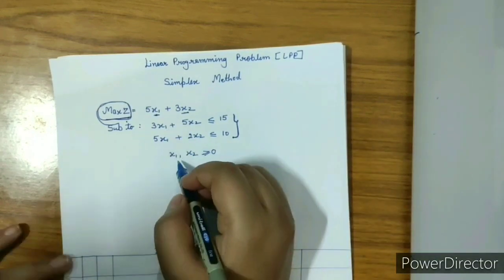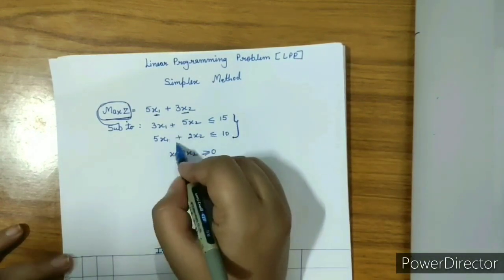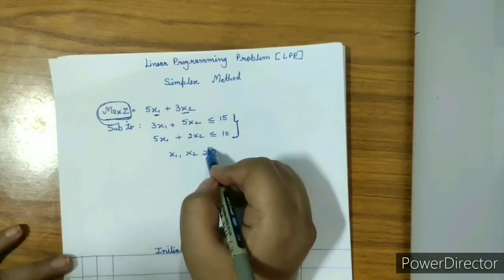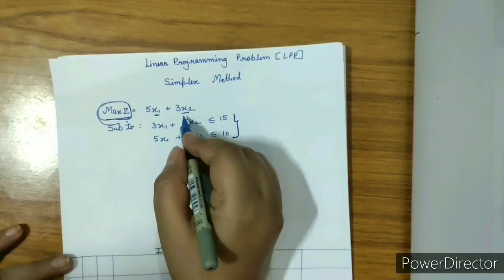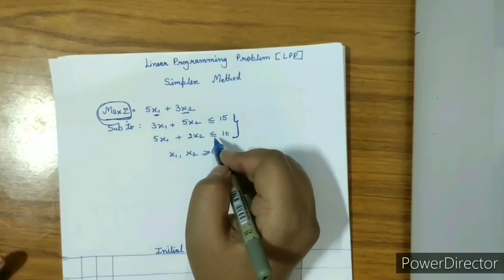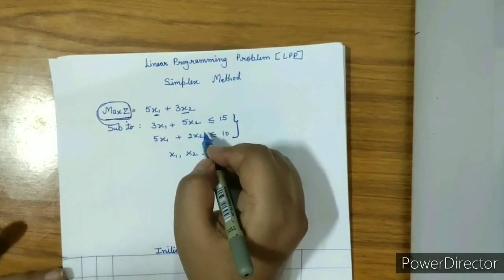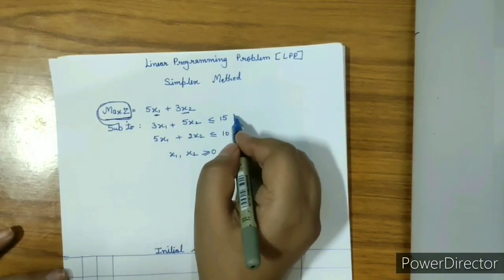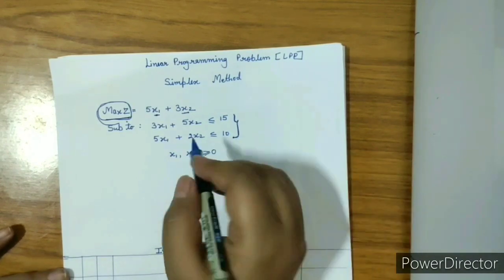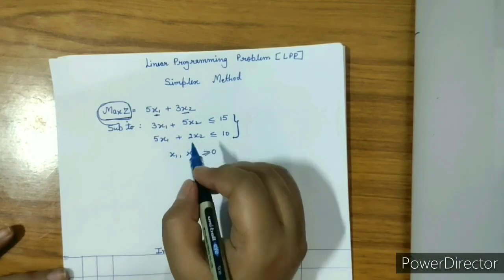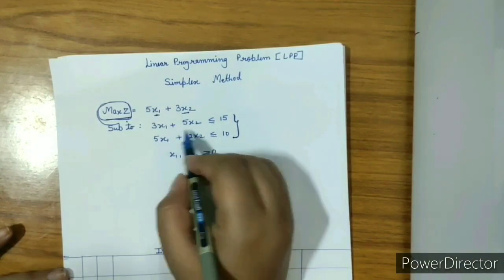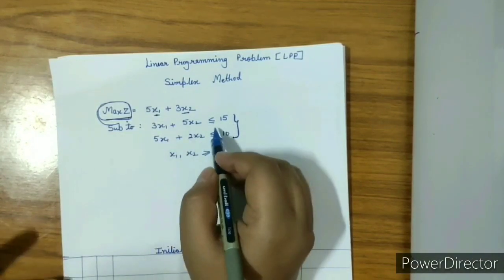Now, our first step is to convert these two inequalities into equality form. For this we add a slack variable. The slack variable is represented by s. For equation 1 we write s1, for equation 2 we write s2. A slack variable is the positive difference between the right hand side and the left hand side.